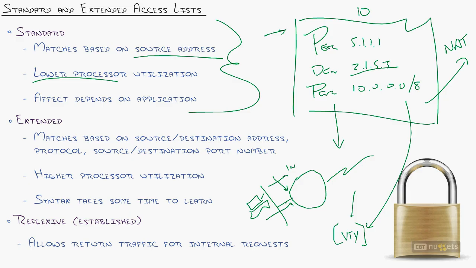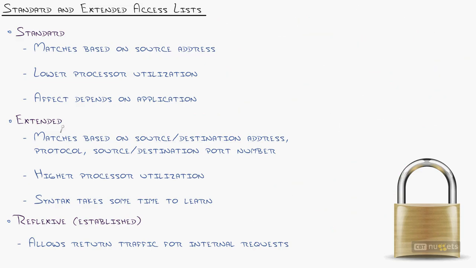Extended, on the other hand, is used all the time for all kinds of things. Extended access lists match on a variety of criteria: source and destination address, protocol, source and destination port number, and the list goes on. You could say time range. It matches on quality of service marking.